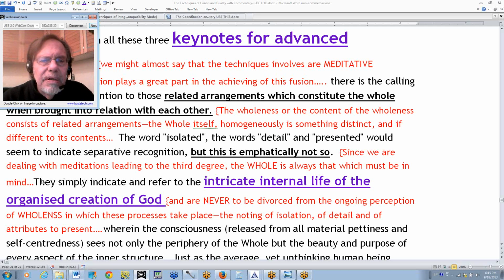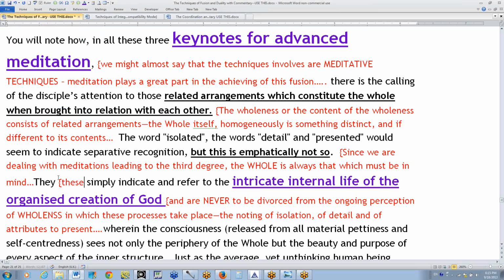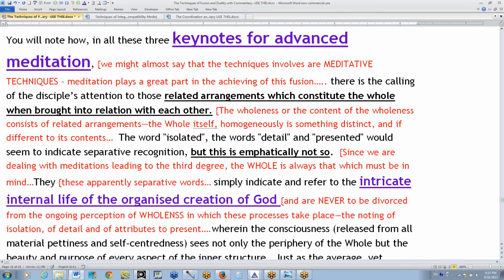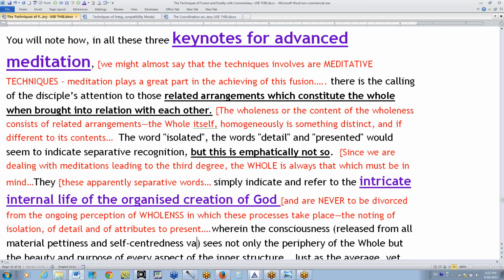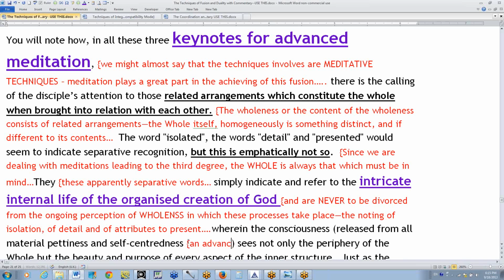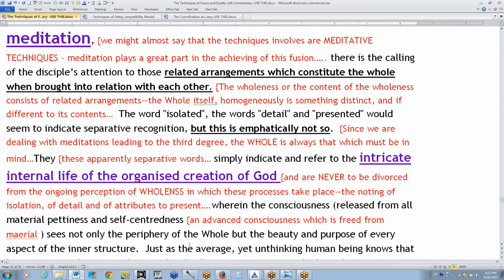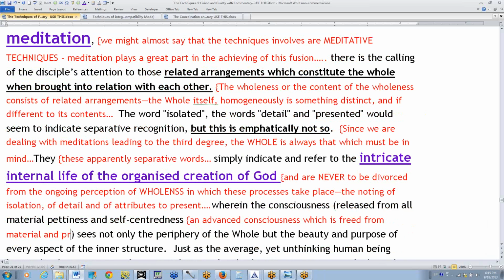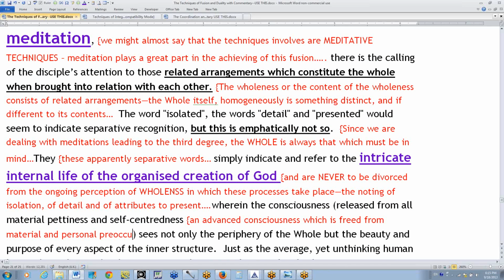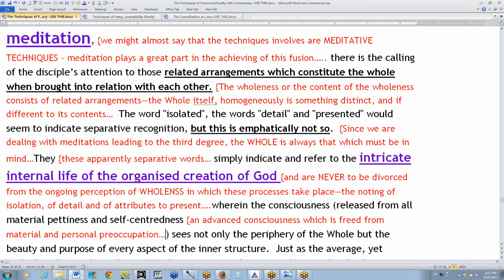So these apparently separative words simply indicate and refer to the intricate internal life of the organized creation of God, wherein the consciousness, released from all material pettiness and self-centeredness, so this is an advanced consciousness which is freed from material and personal preoccupation, sees not only the periphery of the whole, but the beauty and purpose of every aspect of the inner structure.